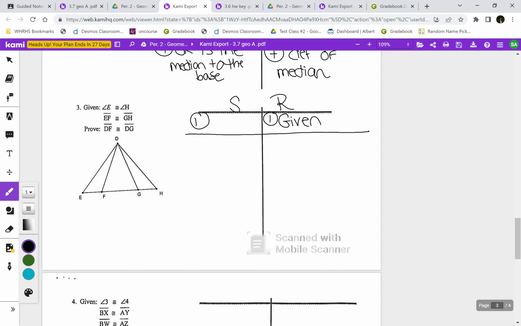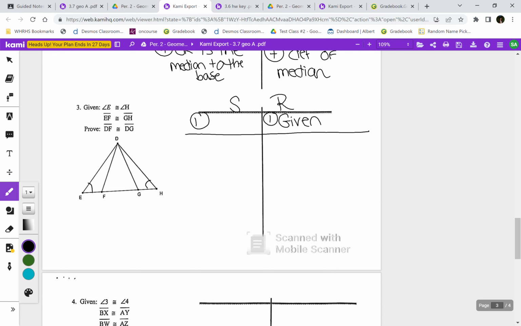All right, so here we have angle E is congruent to angle H. Stop right there. Angle E and angle H, are they base angles? If yes, of which triangle? Cyan: triangle DEF and triangle DGH?